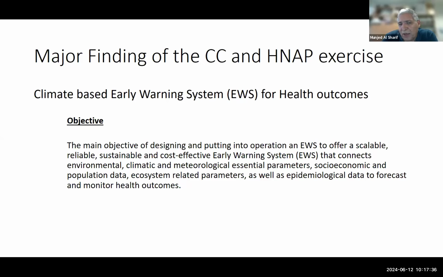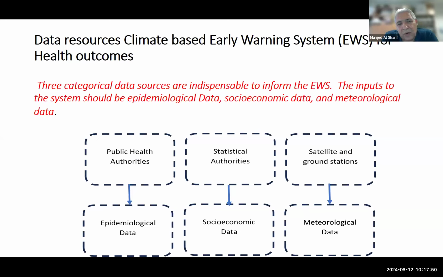That was a major difficulty, and this is why we had to agree on coming up with a climate-based early warning system for health outcome. And of course, we have to use the information that we might need for the system. As you notice from my slide over here, we basically need epidemiological data, socioeconomical data, and meteorological data to support this early warning system.